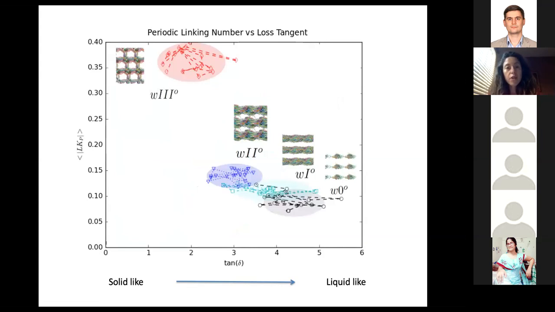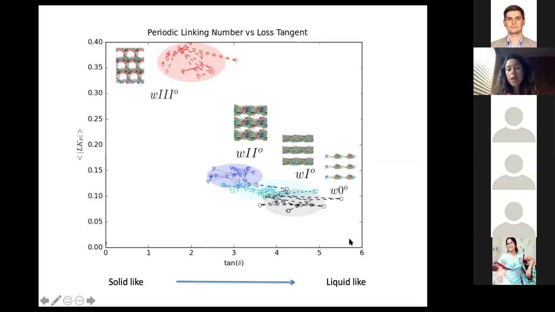Now for the periodic linking number, we see almost the inverse behavior: the more liquid-like a system, the smaller the periodic linking number. And of course, we can understand that in the same way that you have more entanglements, you have more tight contacts. The Gauss linking number is sensitive to all these distances and entanglements. So we see that it can, again, group the different materials into different values, and it correlates with the loss tangent.